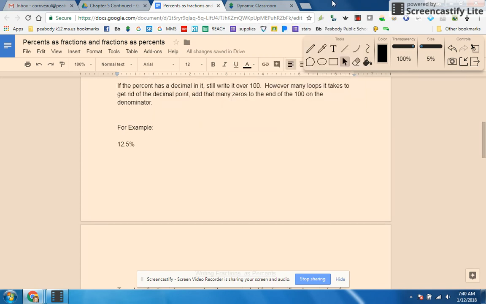For this next part, sometimes you get percents that are not whole numbers. Sometimes you get a decimal percent. So for this one, it says, if the percent has a decimal in it, still write it over 100. So step 1 is to take your percent, even if there's a decimal in it, that's fine. So 12.5 over 100. So step 1 is exactly the same. Take your percent, write it over 100. Now, we can't have a decimal in a fraction. So to get rid of it, you just move your decimal to the right. So it takes one spot to get to the right. So that's going to give me 125.